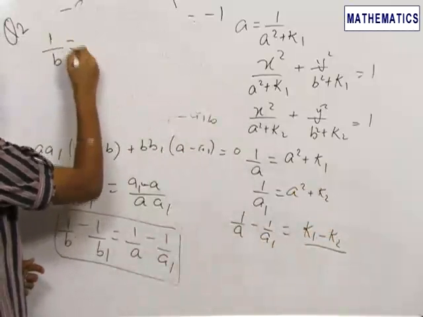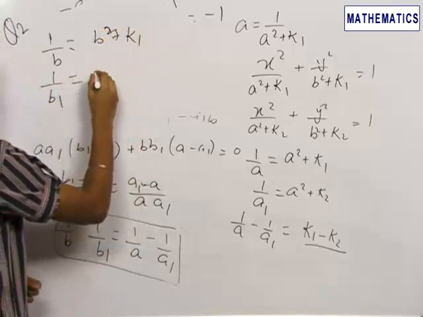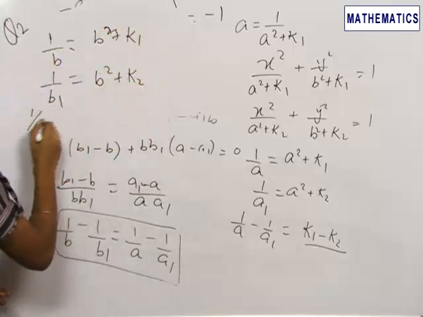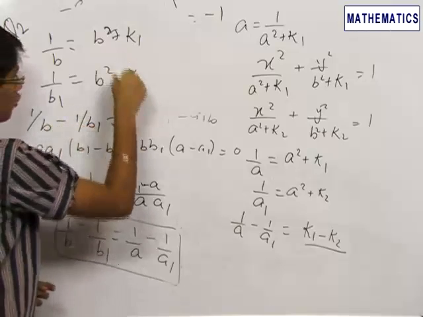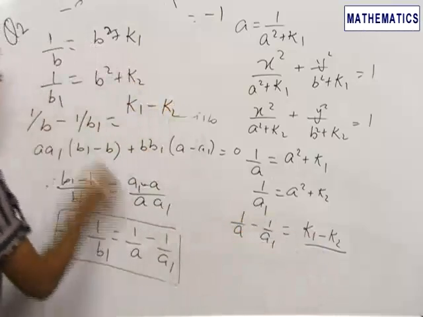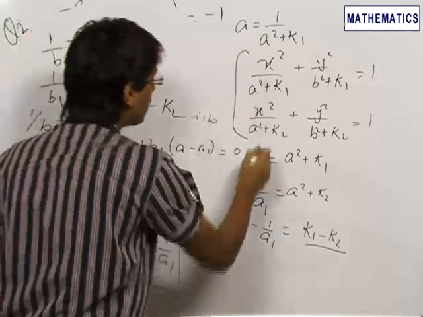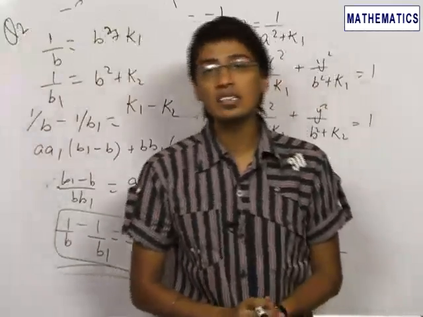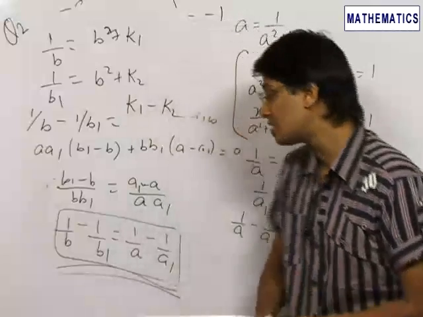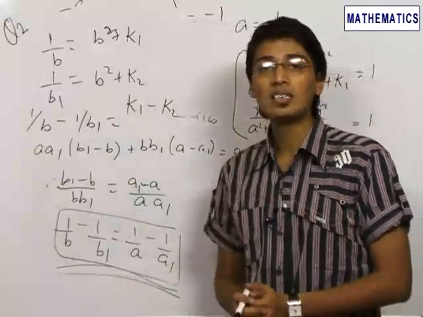1 upon b in our case is b square plus k1, and 1 upon b1 in our case is b square plus k2. Hence 1 upon b minus 1 upon b1 is coming out to be equal to k1 minus k2 again. Hence 1 upon a minus 1 upon a1 is k1 minus k2, which is equal to 1 upon b minus 1 upon b1. So from our condition which we proved in the first part, the two curves are cutting orthogonally, and hence our final answer is, for two curves ax square plus by square is equal to 1 and a1x square plus b1y square is equal to 1 to cut orthogonally, 1 upon a minus 1 upon a1 is equal to 1 upon b minus 1 upon b1, and this is our final answer.